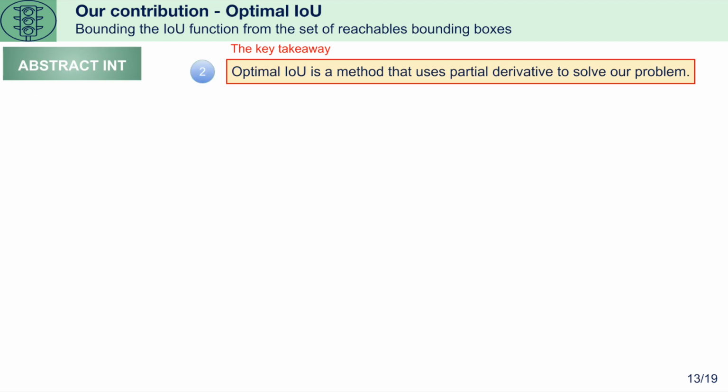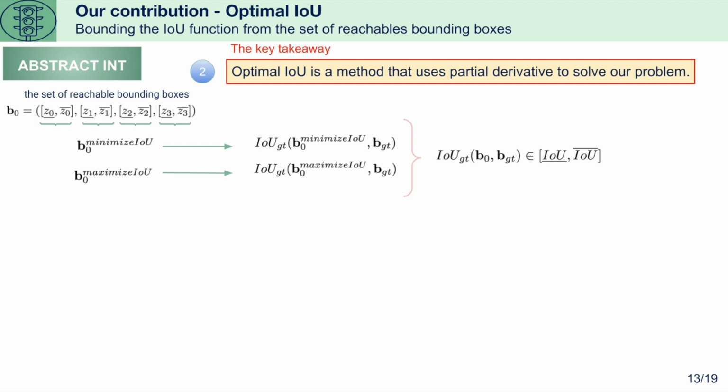Optimal is a method that uses partial derivatives to solve our problem. The idea is to ask, can we find, within the set of reachable bounding boxes, the box that minimizes and maximizes the IoU? When we find these two extremes, we compute the IoU for each, obtaining our range of IoU values.